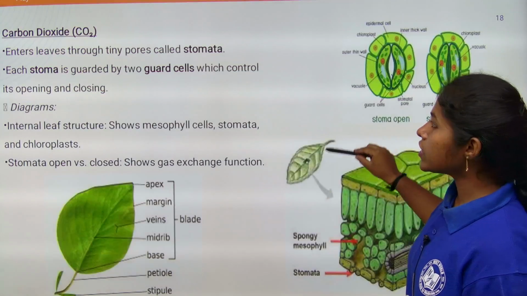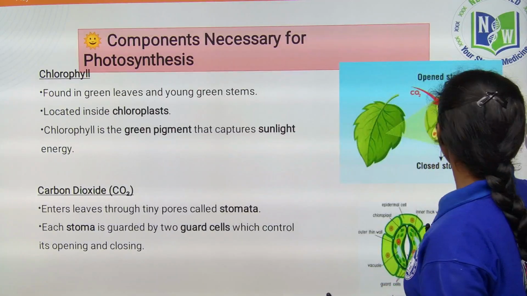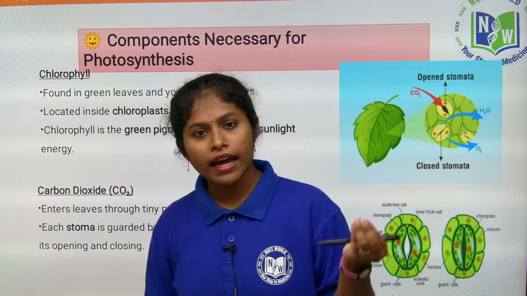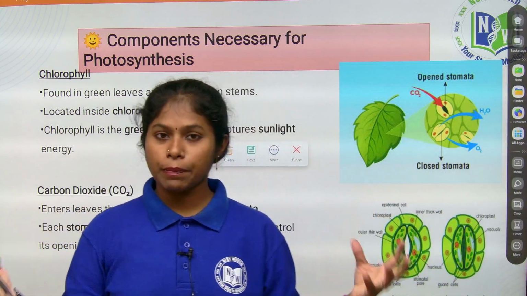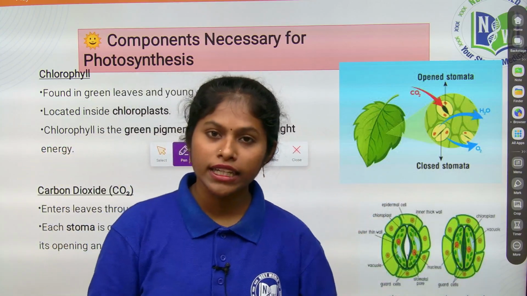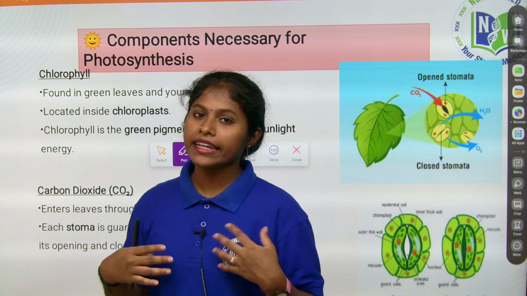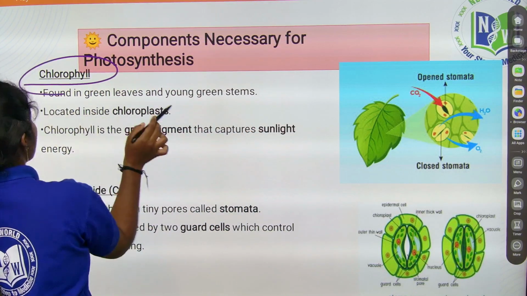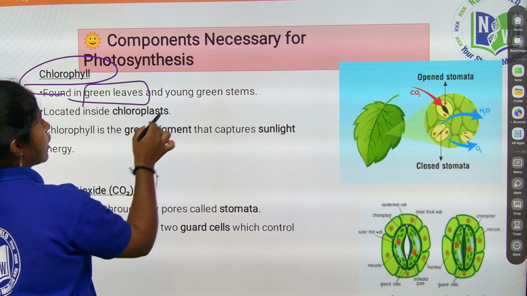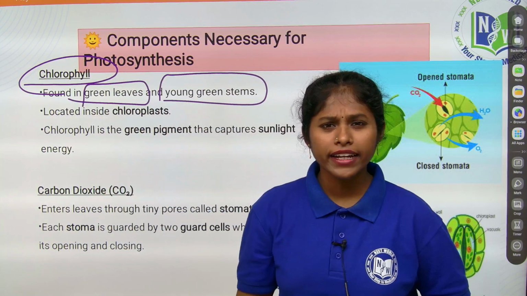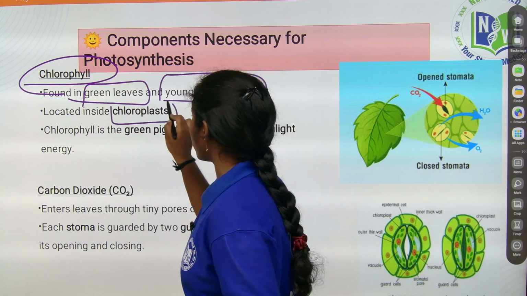So, here see, children, first chlorophyll. Where is the chlorophyll present, children? Wherever the green color appears in the plant, there itself the chlorophyll is present. Because of the chlorophyll only, the plants appear in green color. Let us see this. Where is the chlorophyll found? It is found in green leaves and also green stems. Okay? Exactly which place is it located? It is located inside the chloroplast.